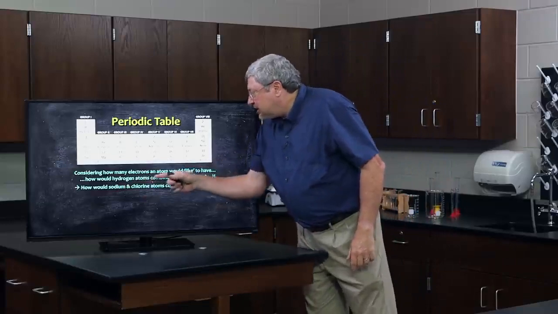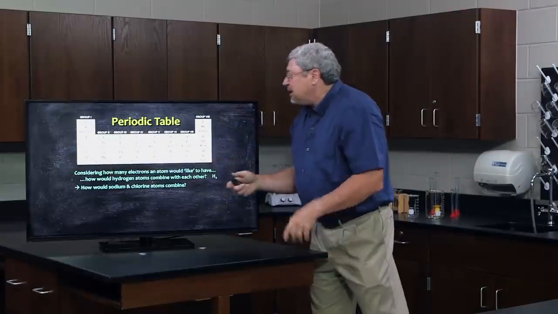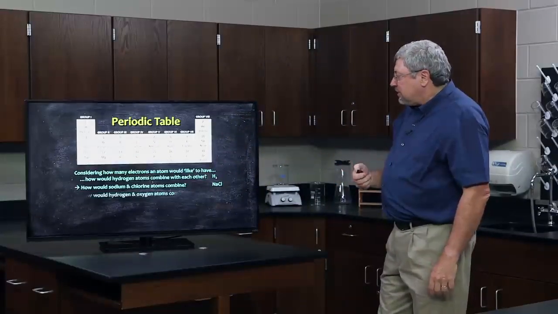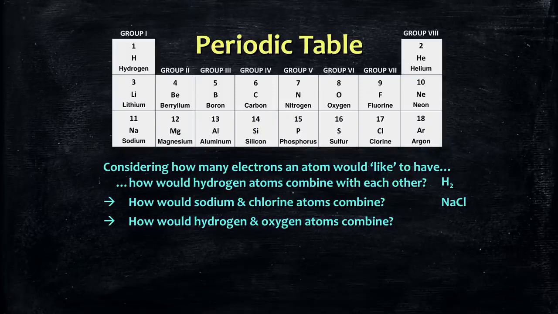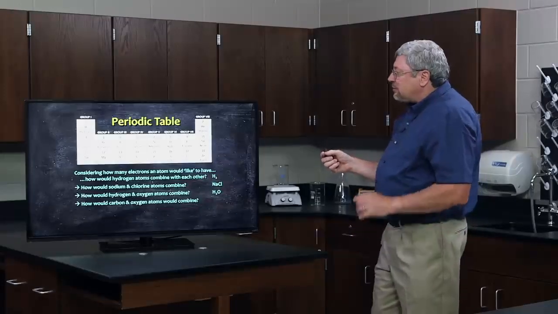We've already looked at how many sodium and chlorine would like to get together. 1 sodium with 1 chlorine finishes the outer shell. Sodium chloride is the formula for salt. How many hydrogen and oxygen would like to get together? 2 hydrogens, 1 oxygen to produce water. How many carbons would like to get together with oxygens?